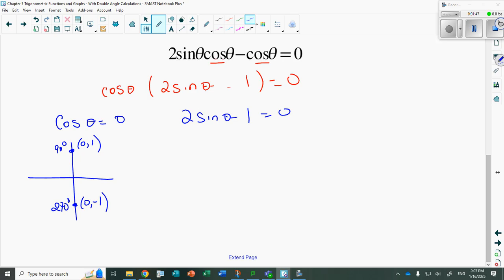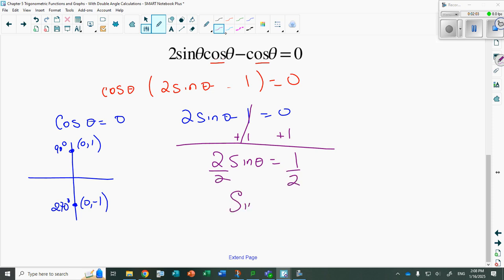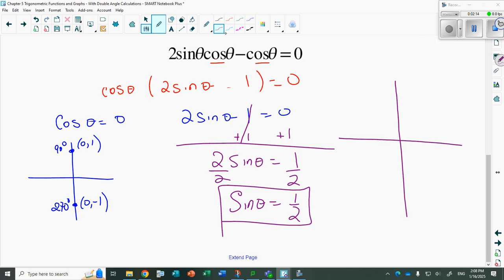So let's figure out this other one over here. When you're doing this one, remember, add the 1 to both sides. That cancels this out, giving you 2 sine theta equals positive 1. Divide by 2, and sine theta equals 1/2. Beautiful. So find me where sine theta equals 1/2. You know this because sine theta is going to be 1/2 at 30 degrees, and the other one is way over here at 150 degrees.